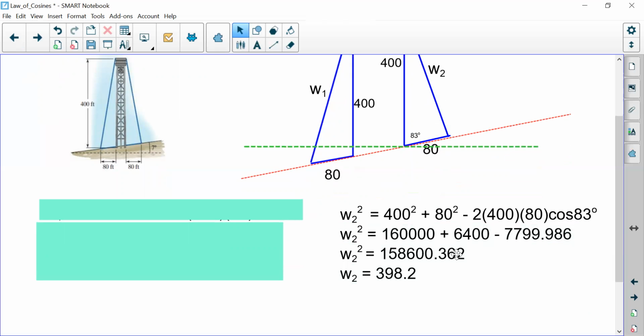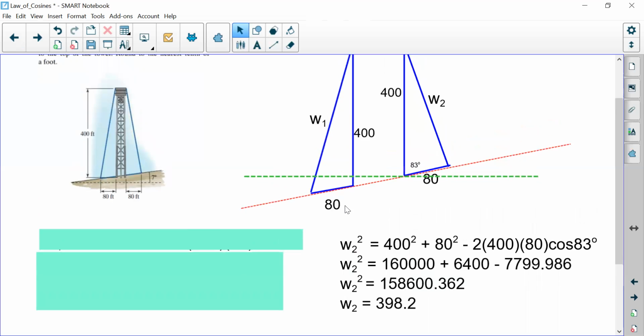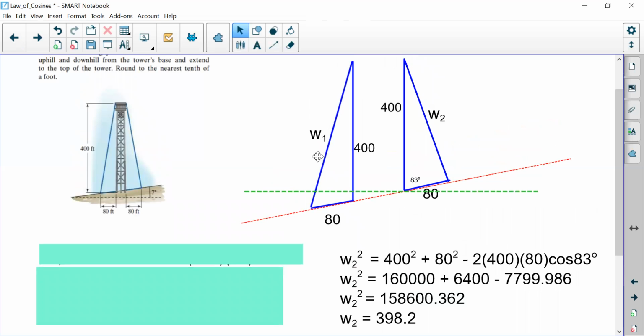I broke it up, but you can just type all this into your calculator, press enter, and you should get 158,600.362. That equals the second wire squared. So you square root it, and you get this. So the second wire, this length of a wire, is 398.2 feet. What about wire 1? It's going to be longer than 398, but I just need that angle.